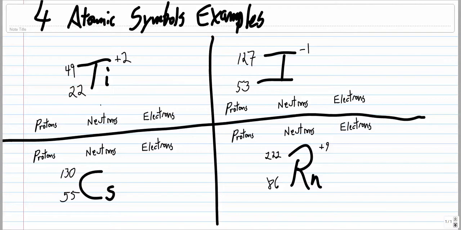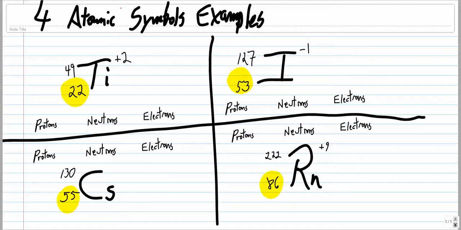Here are some examples of some atomic symbols, and we're going to figure some stuff out about each of these. Ready, set, go. Okay, what's the easiest thing to do? The easiest thing to do is the protons. Why? Because the protons are the atomic number, and the atomic number is given down here in the bottom left.